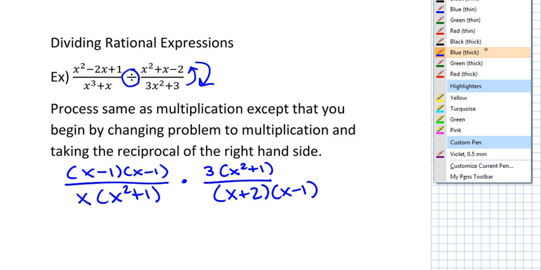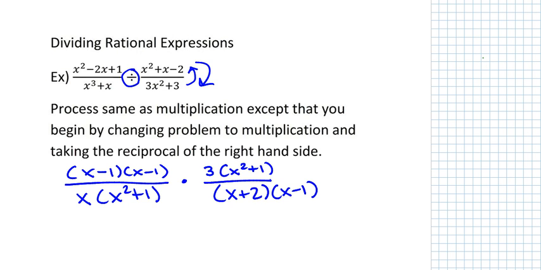So then you can cross out, and you get x minus 1 that you cross out there. You can cross out the x squared plus 1, and you're left with 3 times x minus 1 over x times x plus 2.